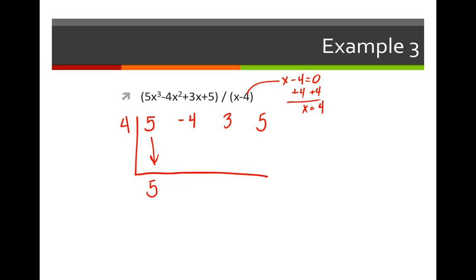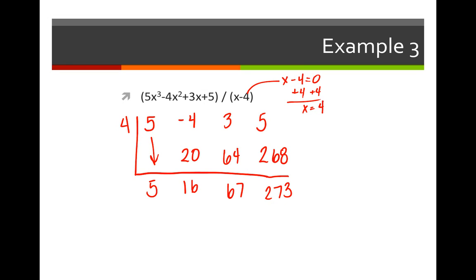I then drop down the first coefficient, and then I multiply 4 times 5 to get 20. And then I add negative 4 plus 20 to get 16. Then I multiply, so I've got 4 times 16, which will give me 64. And then I add, and that's going to give me a 67. Then I multiply 4 times 67. That's going to give me 268. And then I add, that'll give me 273.